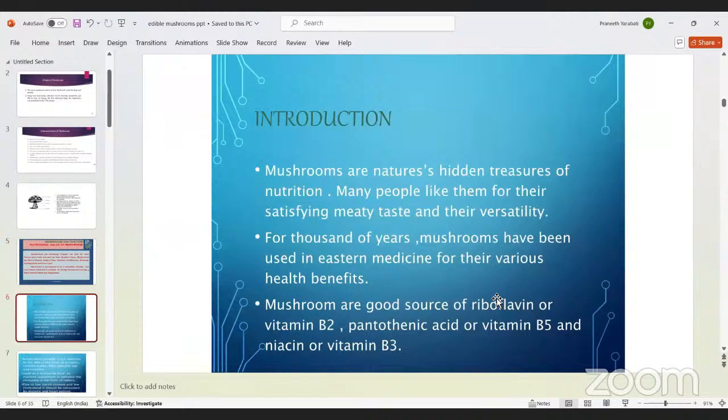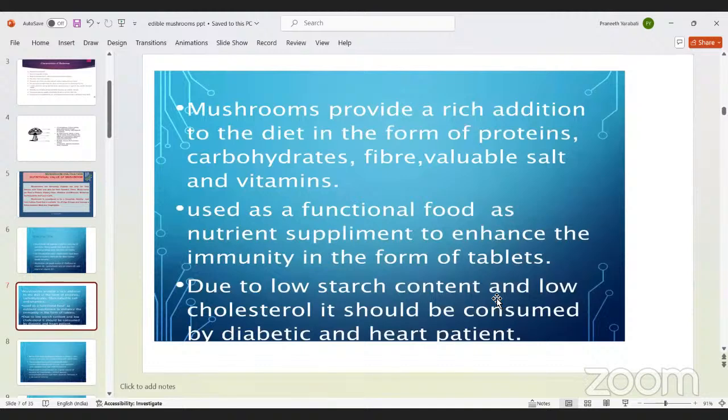Mainly mushrooms are a good source of riboflavin, pantothenic acid, and niacin, that is vitamin B3. Mushrooms provide a rich addition to the diet in the form of proteins, carbohydrates, fiber, valuable salts, and vitamins. It is used as a functional food, as a nutrient supplement to enhance immunity in the form of tablets.